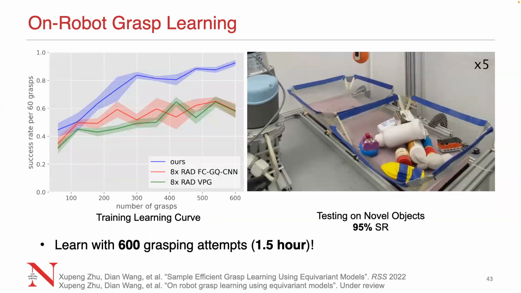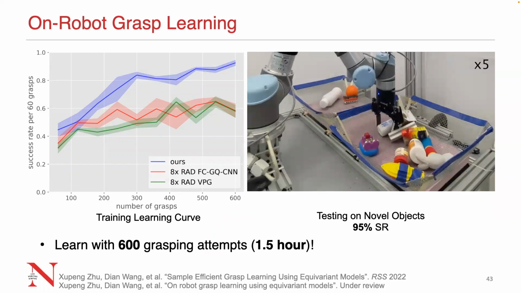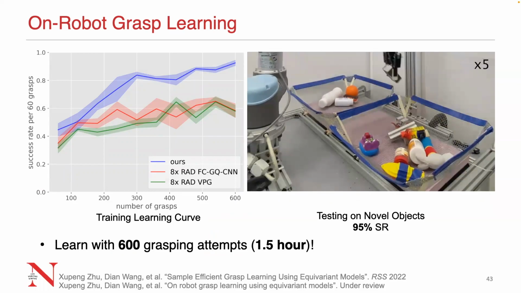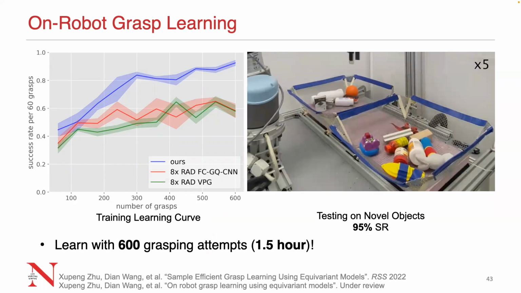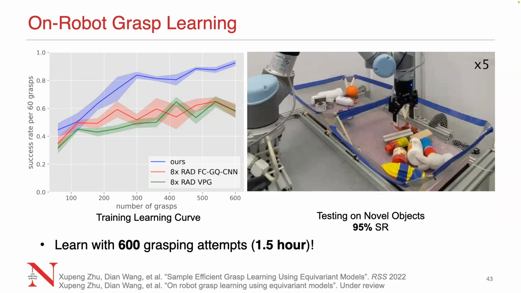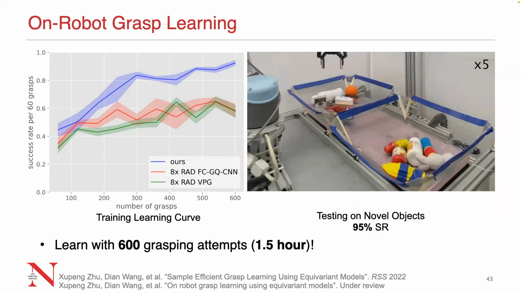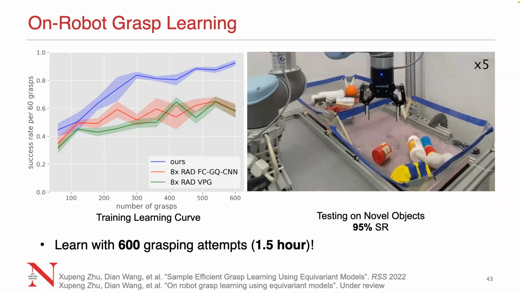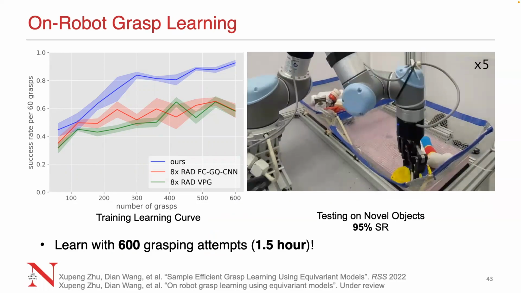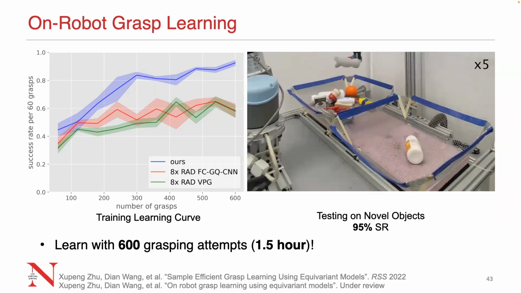So here on the left I show the learning curve again, and on the right I'm showing the evaluation policy after training. This is only trained for 1.5 hours, and then you can see the resulting policy can be very robust. This is testing on unseen objects. None of the objects are seen during training, but it can very robustly pick up all of them.